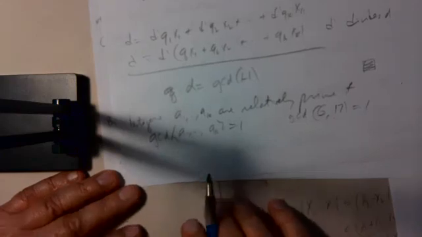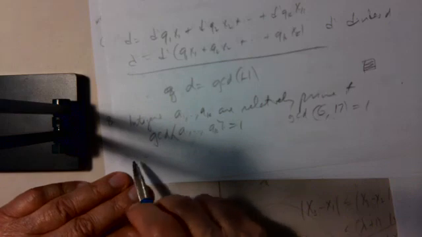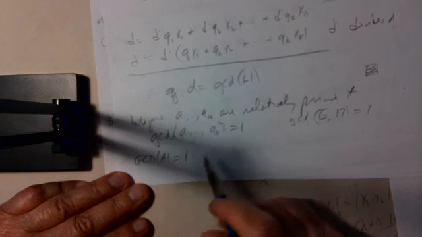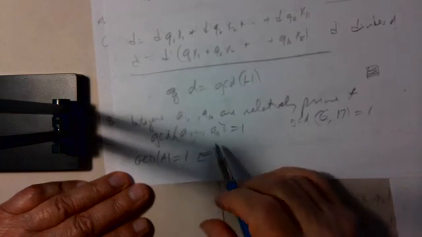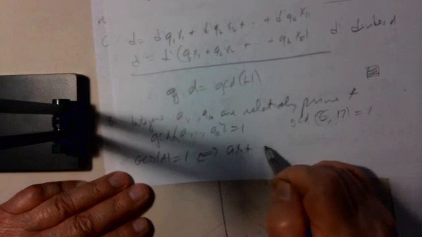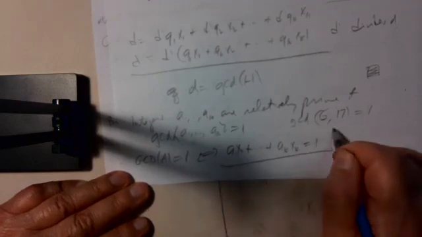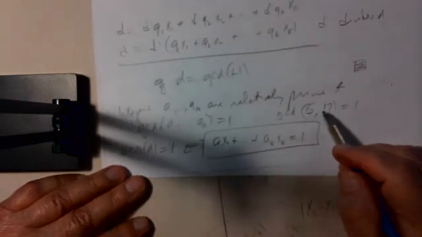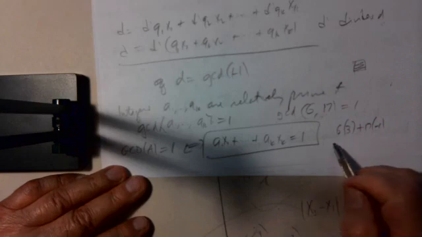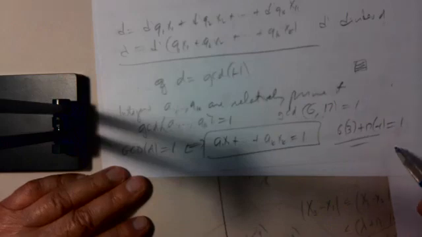And it follows from what we just proved that the GCD of a set of these K integers is 1 if and only if some linear combination of them is equal to 1. So for example, if I look at 6 and 17, 6 times 3 plus 17 times minus 1, this is a linear combination of 6 and 17. This is 18 minus 17, or 1.